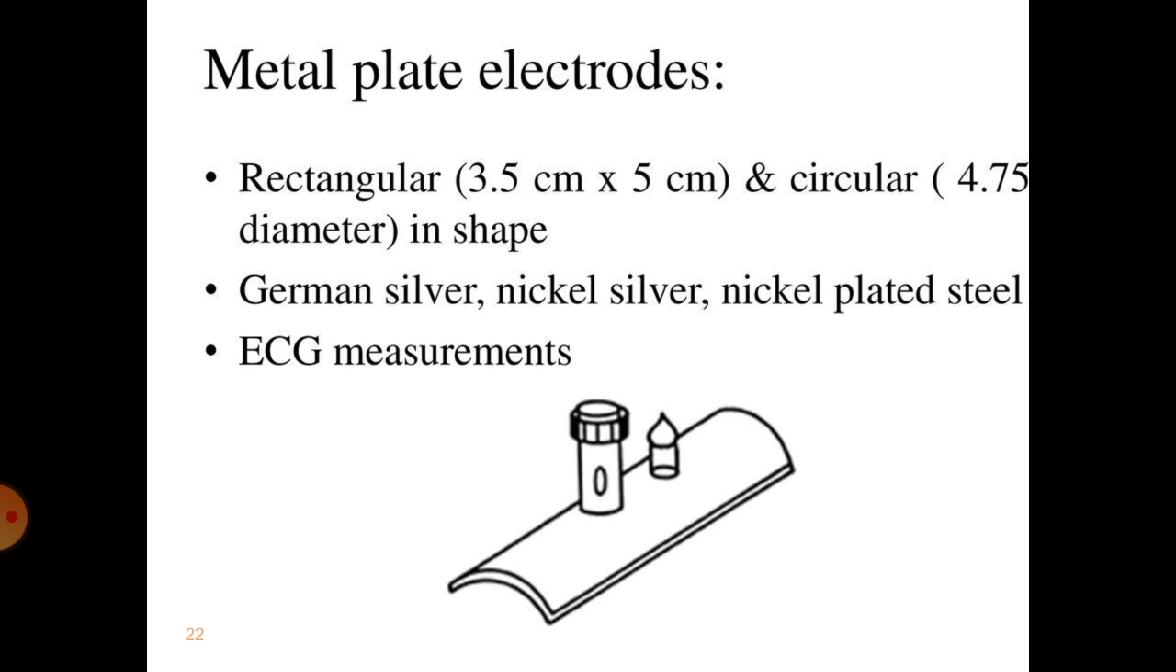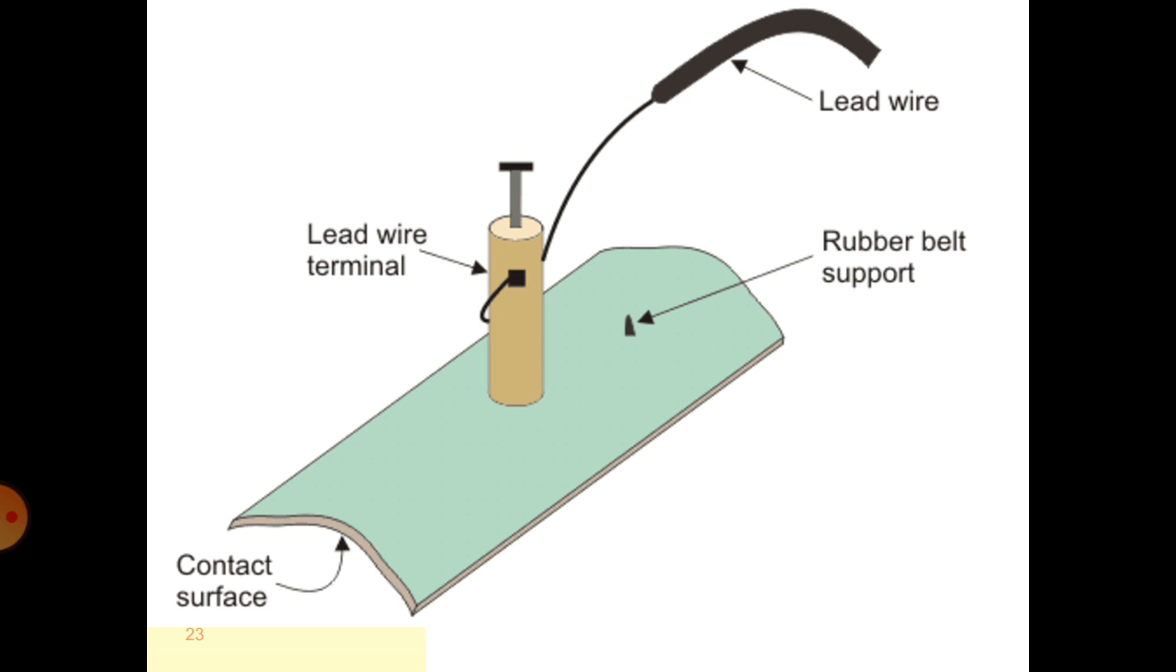This is the shape of the metal plate electrode, and this is the surface of the metal plate electrode. Here we have the contact surface, lead wire terminal, rubber belt support, and lead wire. These are the components used in the surface electrode.